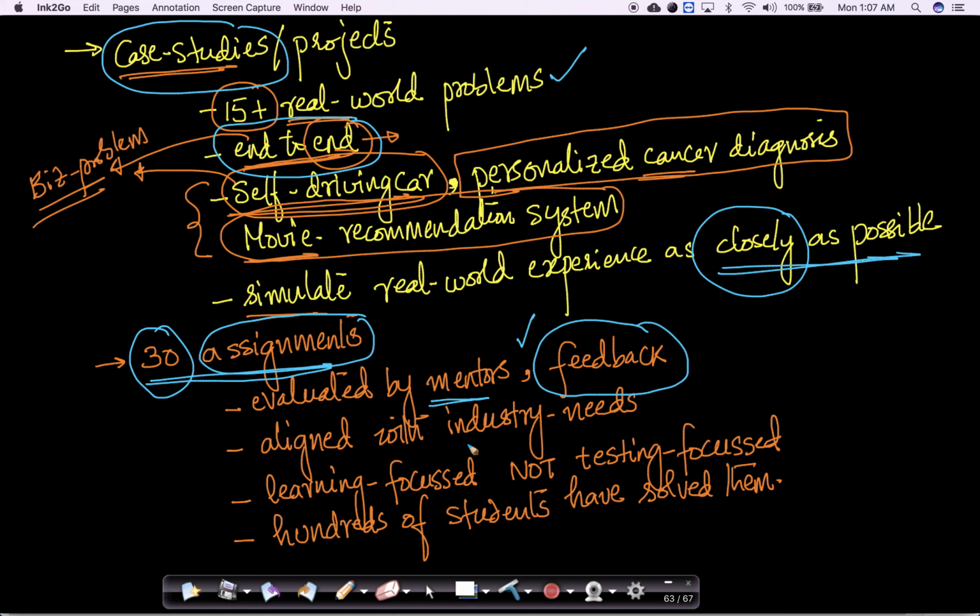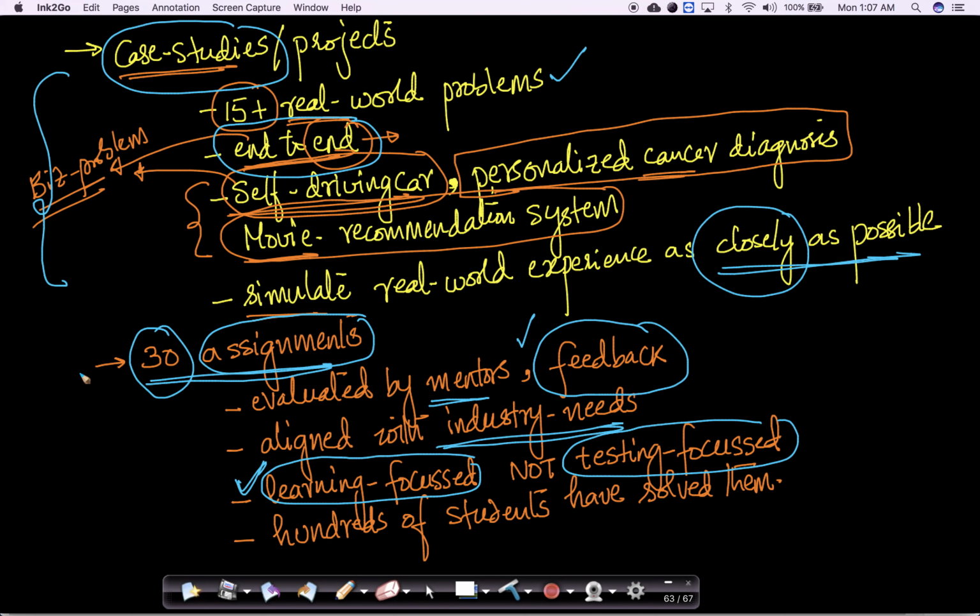And these assignments have been designed keeping industry needs in mind. These are not designed to pass an exam or to clear a test. These are fully aligned with what you would actually do if you join a company in a machine learning or a data science role. And these assignments are learning focused. They are not testing focused, by which I mean we want you to learn from these assignments. We want you to learn how to actually solve real world problems as part of the assignment solution. Even though we teach you all of it here, you have to get your hands dirty. So we want this to be a learning focused exercise, and we're not testing you here.